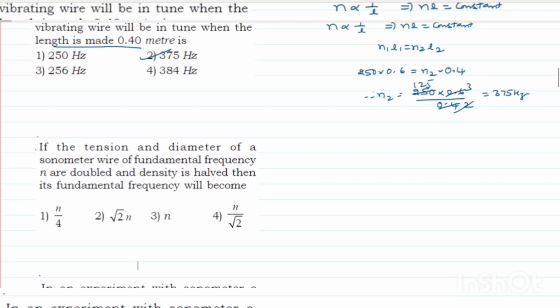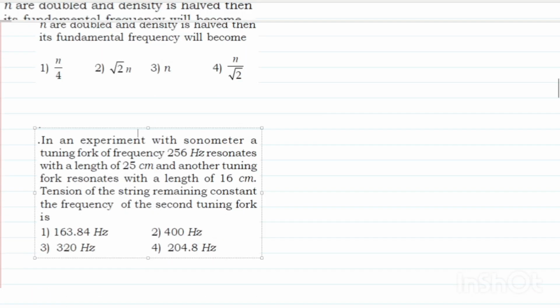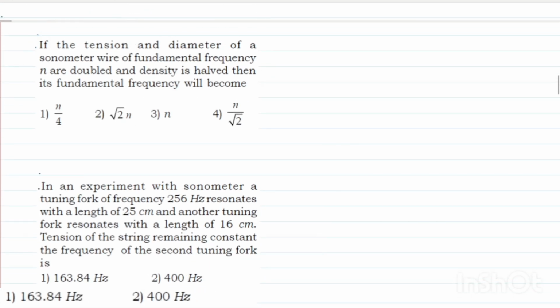Let us see the next question. The next question says, if the tension and diameter of the sonometer wire of fundamental frequency n are doubled and its density is halved, then its fundamental frequency will become?